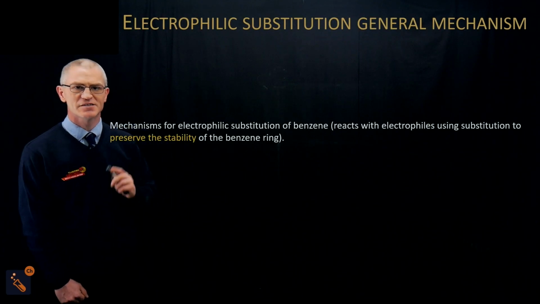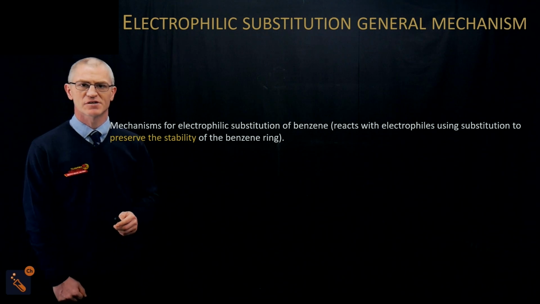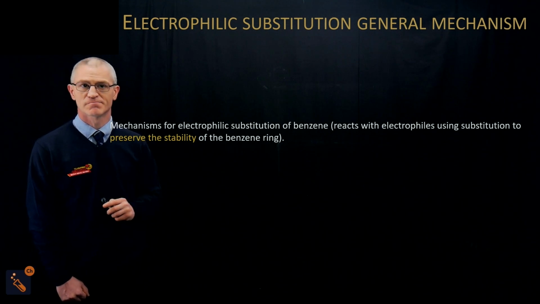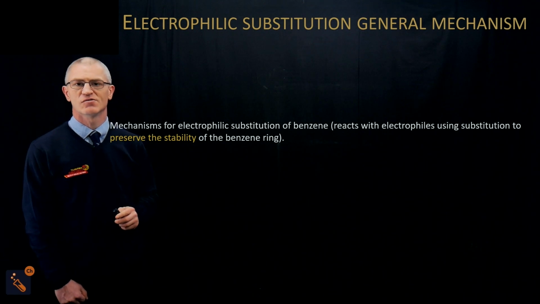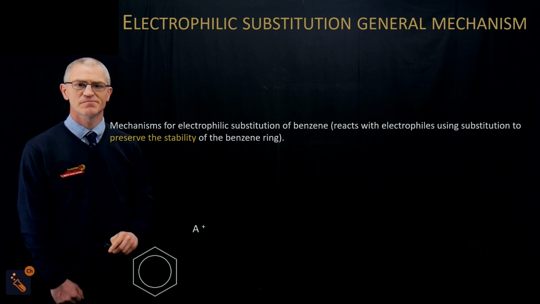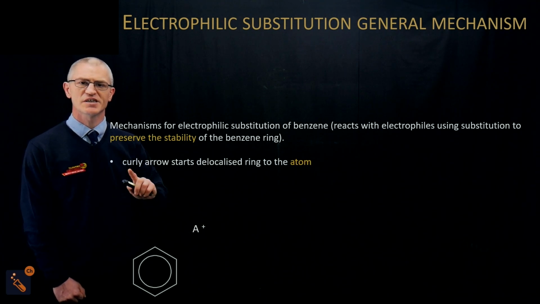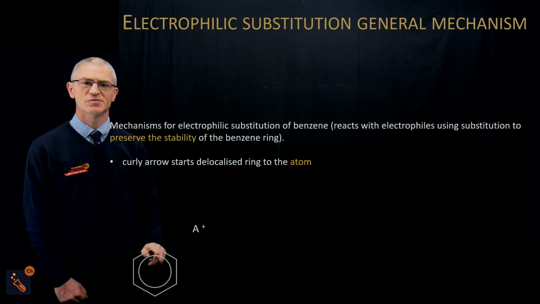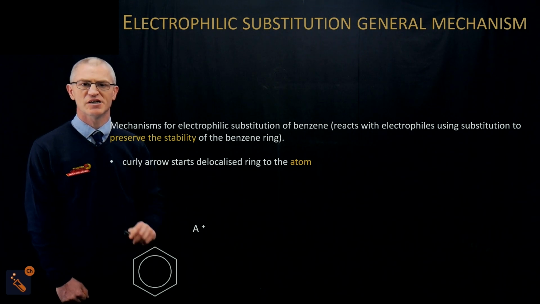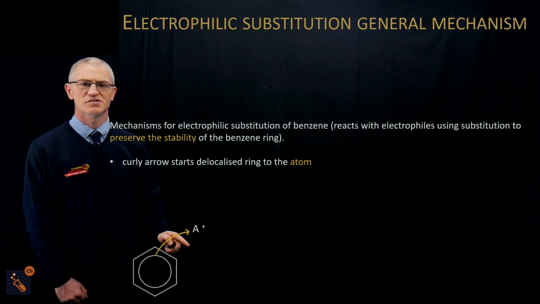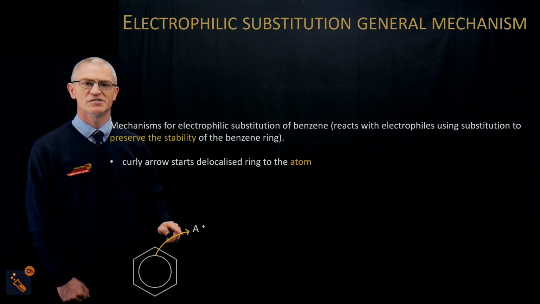Now, mechanisms for electrophilic substitution of benzene are all of a certain type. So if you learn the general mechanism once or twice, you can apply it to everything else. So it's really good learning how to do it. First of all, we take benzene, and we take our electrophile, which we call A+. We take a curly arrow, and we start it from this delocalized ring of electrons to the atom. So not to the plus, to the atom. As you can see, there's our arrow going from the delocalized ring to the electrophile.